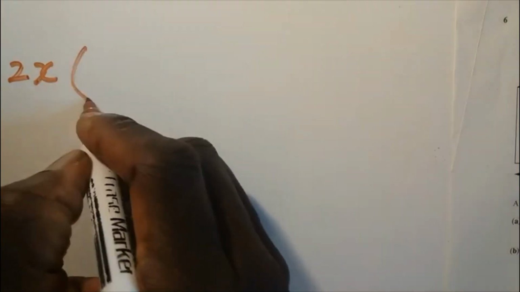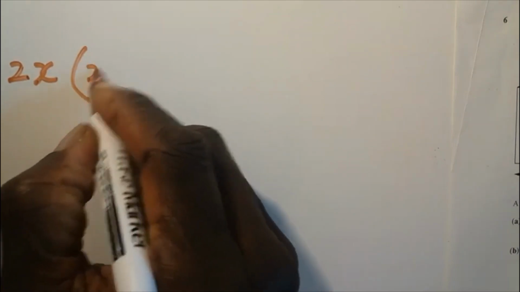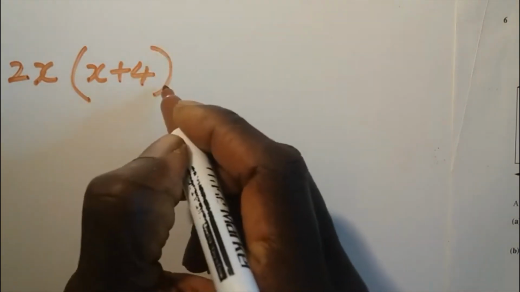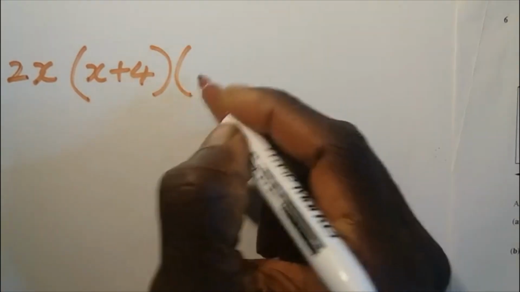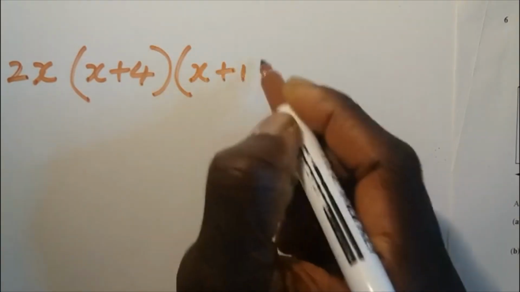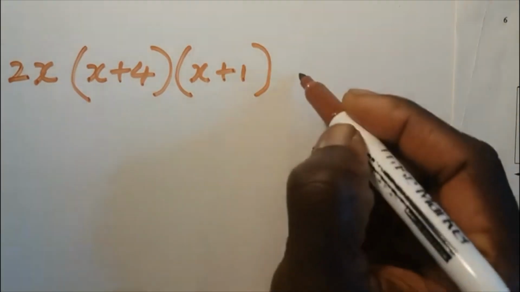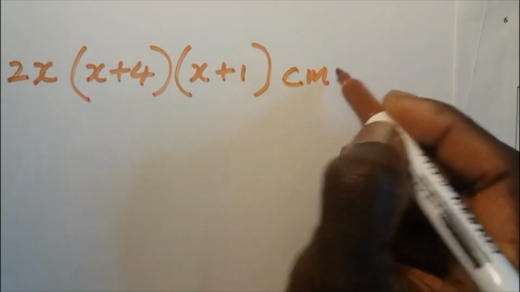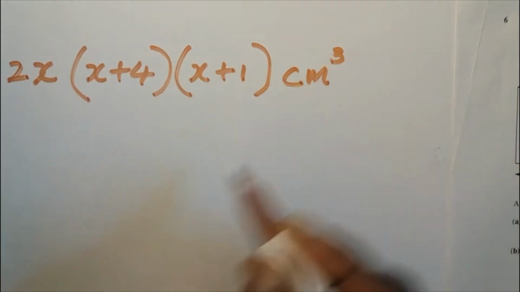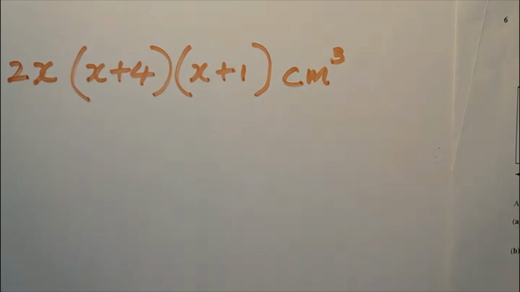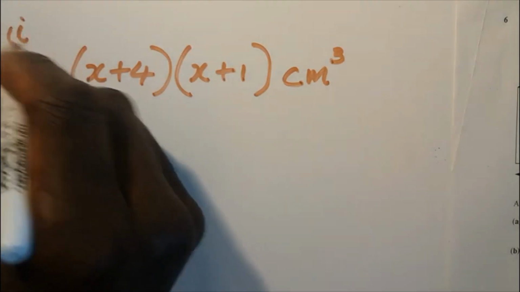So looking at the diagram, all we need to do is to write them as a product. So we have first 2x, and then we have x add 4, and x add 1. And this is the volume. We can write it with units, cubic centimeters. So this is part I.